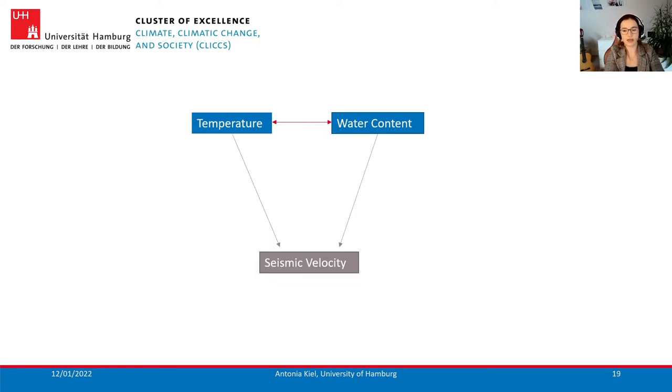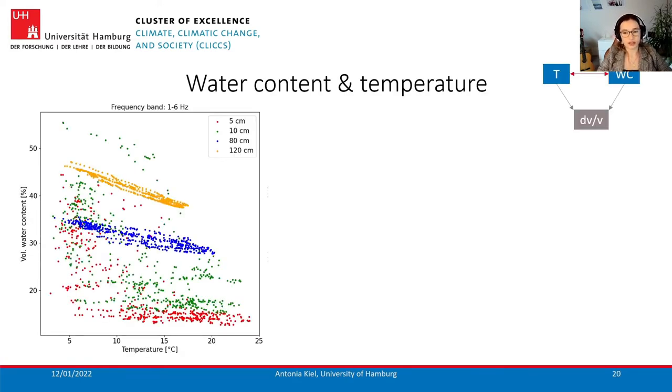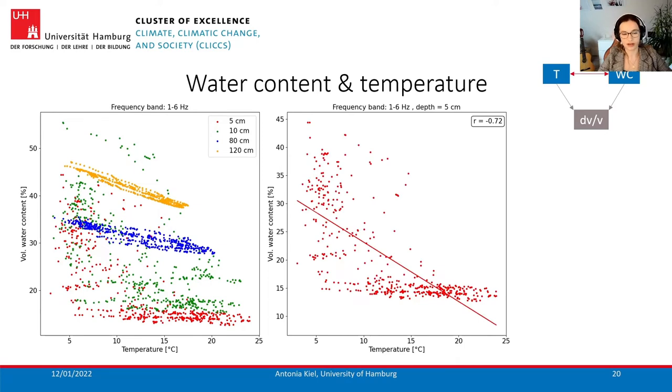So first we have a look at the temperature and water content, which influence each other, of course, for example, due to evaporation. So in this plot, I show on the x-axis now the temperature, and on the y-axis the volumetric water content, which is measured at different depth, and the different depths are introduced by the different colors. However, this plot is rather chaotic with all the different depths in one plot. So here on the right-hand side, I extracted just the depth of 5 centimeters.